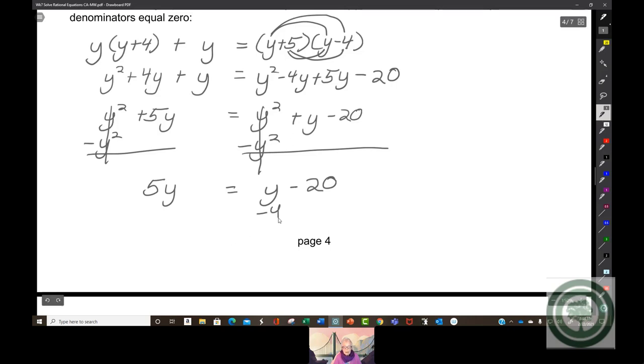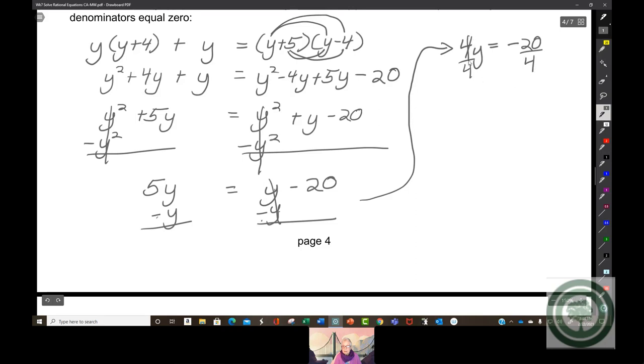All we have to do is get our y terms together and solve. So I'll subtract y from both sides, and continue up here. 5y minus y is 4y equals y minus y is 0, negative 20. And then I divide by 4, and I divide by 4. So my answer is negative 5.